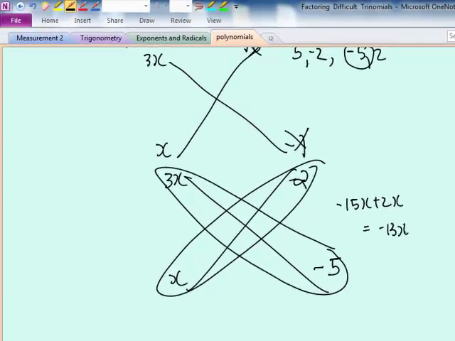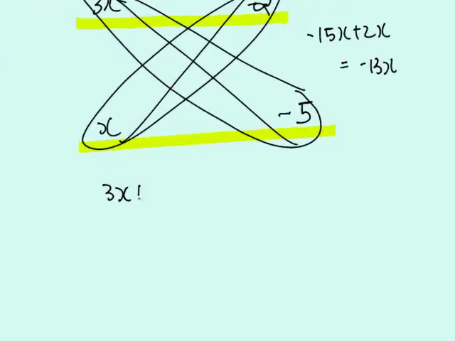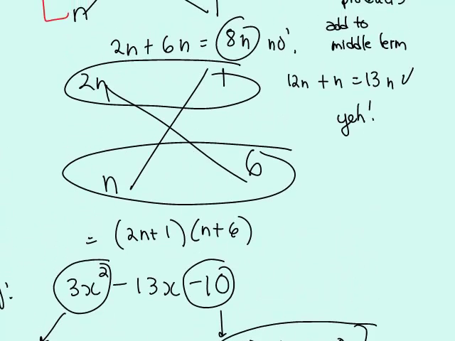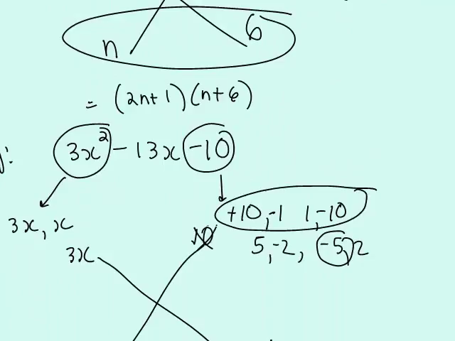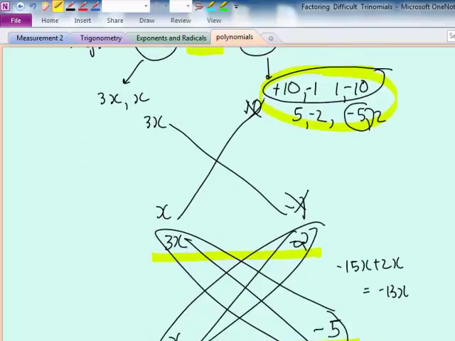Wow. So what's my answer? Well, I simply put my brackets: 3x plus 2, x minus 5. Wow, you've done it. Again, the tricky part is, because it's a negative, it's going to have 4 factor possibilities, and this term is also negative, so that's what makes it a little bit tricky.